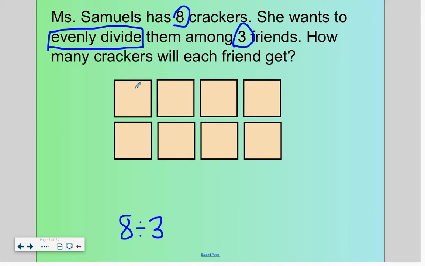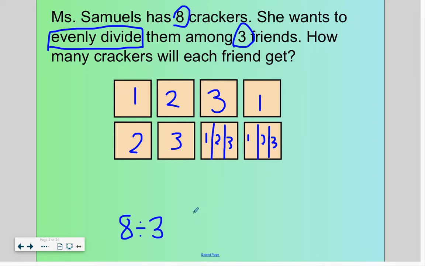So I would give 1 cracker to friend 1, friend 2, friend 3, and then again to friend 1, friend 2, friend 3. I have 2 more crackers, so I can't evenly give each friend a full cracker. So I'm going to split each cracker into thirds. Friend 1, friend 2, friend 3. That means each friend is getting 2 wholes and 2/3.